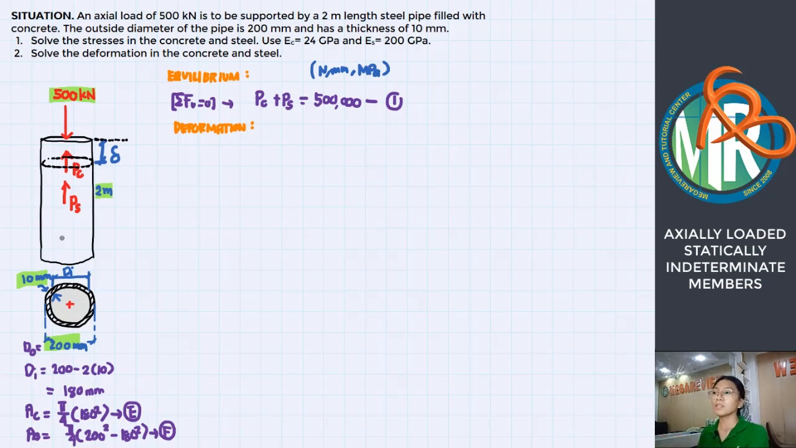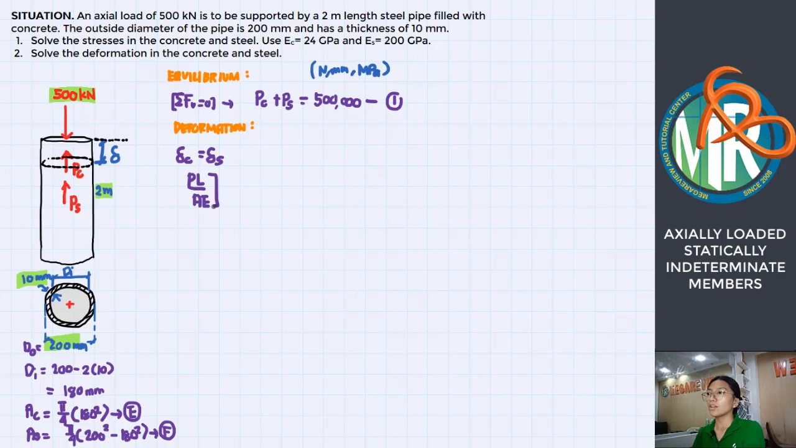Tama din. Ibig sabihin, yung relationship ng deformation ng ating concrete and ng ating steel pipe, equal lang. Tama? Yung pagbaba ng steel pipe dito and yung pagbaba ng concrete dito, equal lang yung magnitude na yon. Alright? I hope you're getting that. So, this deformation is an axial deformation. So, we are going to use PL over AE.